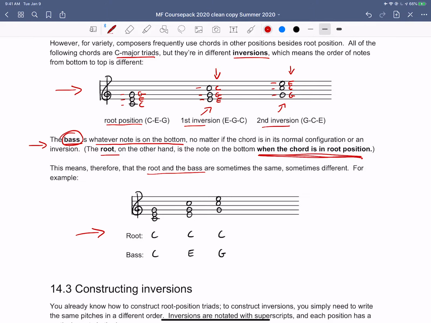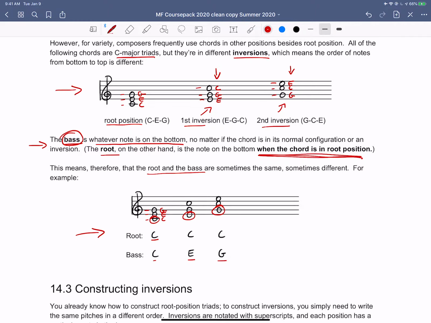This first one we're familiar with already. We've got line, line, line, and we've got the notes C, E, and G. So it's in root position. That means the bottom note is the root. And just looking at the chord on the page, the bottom note is C. So the base is C. Now let's evaluate the base in these other two chords. The base, as we said, is whatever note's on the bottom, no matter what configuration you're in. So the base of this chord is that bottom note, so it's E. The base of this chord is that bottom note, which is G.